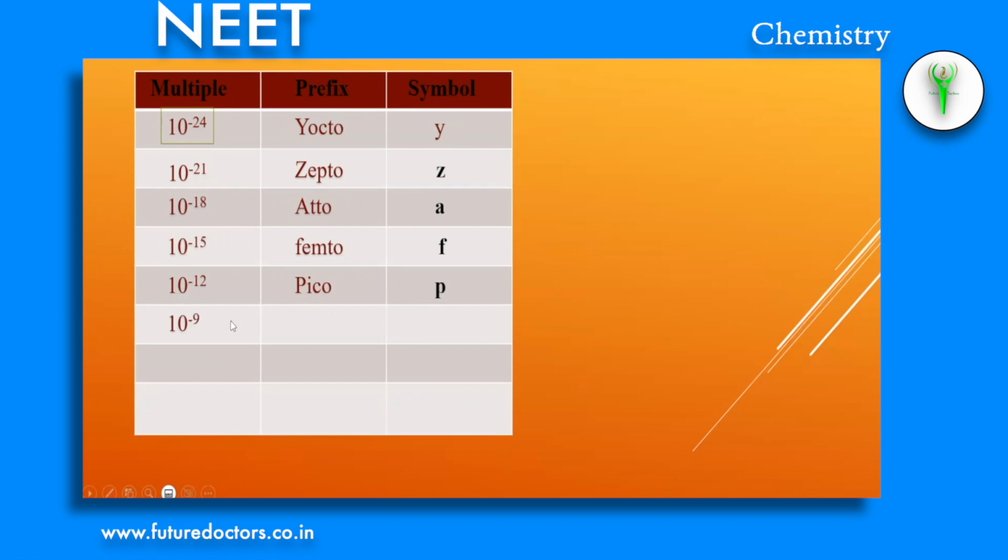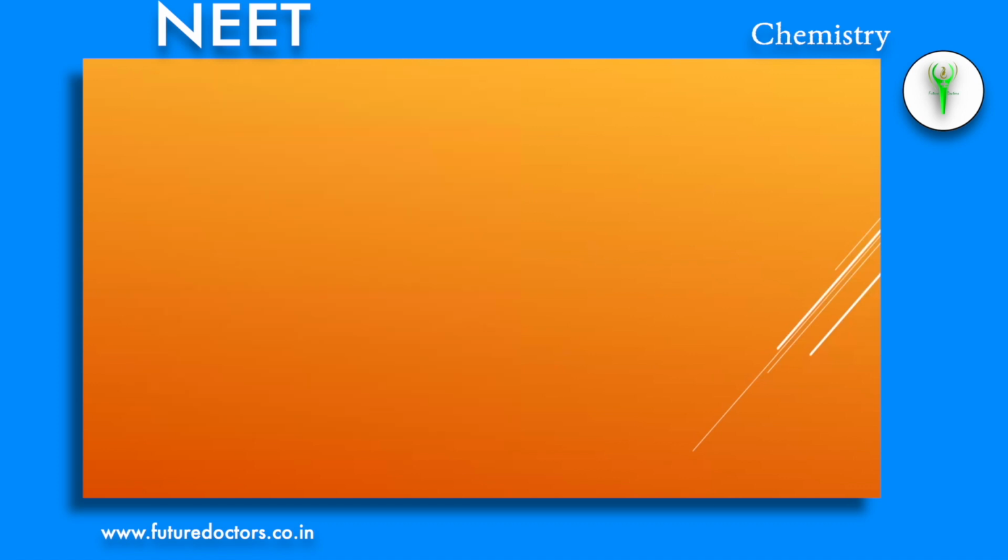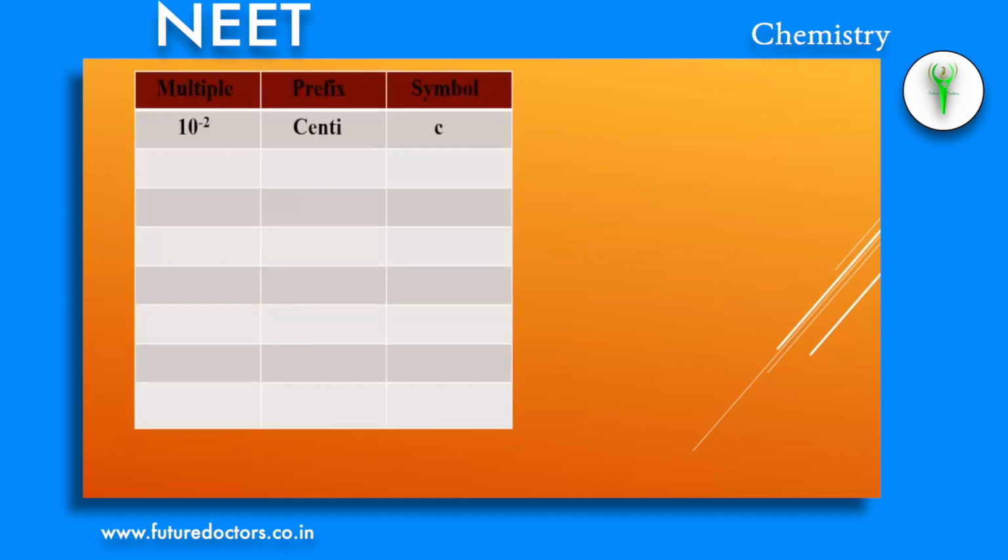10 power minus 9. Can you tell what is 10 power minus 9? Nano, small n. 10 power minus 6 is micro. 10 power minus 3 is milli, small m. Minus 2 is centi. Minus 1 is deci. 10 means deca, the symbol is dA. And 10 power 2 is hecto, H. 3 is kilo, K.